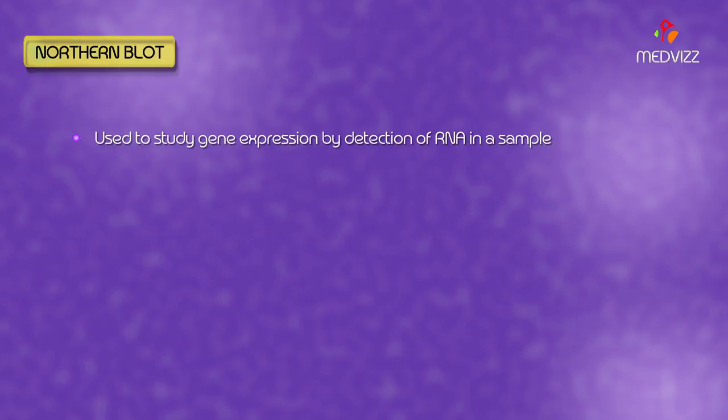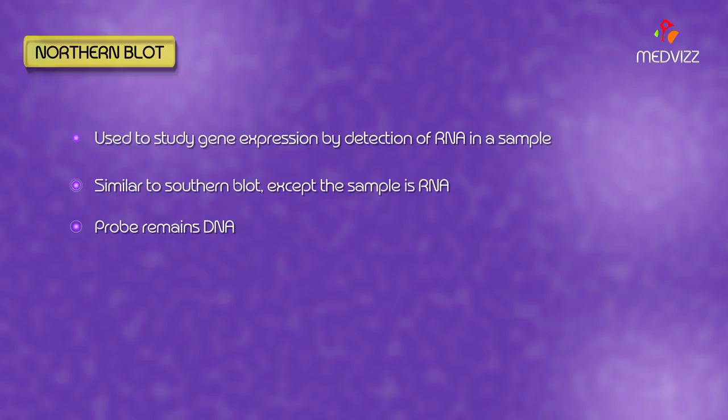Northern blot. It is used to study gene expression by detection of RNA in a sample. It is the same as Southern blot, except the sample is RNA and not DNA. The probe remains DNA.